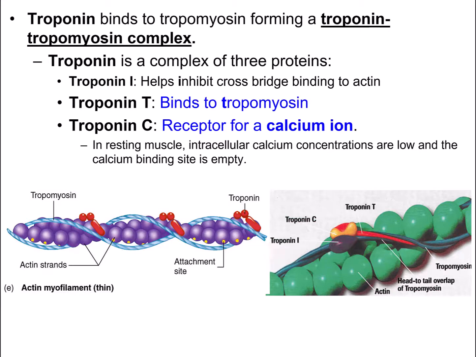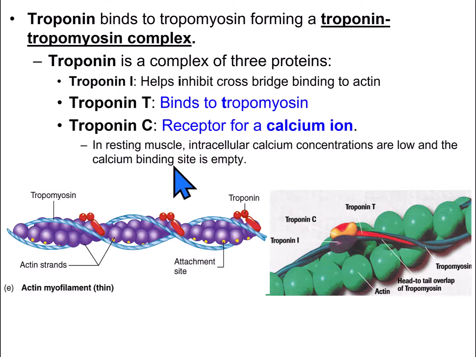Troponin is a complex of 3 proteins. We have troponin I, which is shown here. The I is for inhibits, because this can inhibit cross-bridge binding to actin. It doesn't do it as well as tropomyosin, but it can cause a little interference with the myosin head binding to the actin. So we call that troponin I. Troponin T, which is here, is the part of the troponin molecule that binds to tropomyosin. Since it binds to tropomyosin, we call it troponin T.